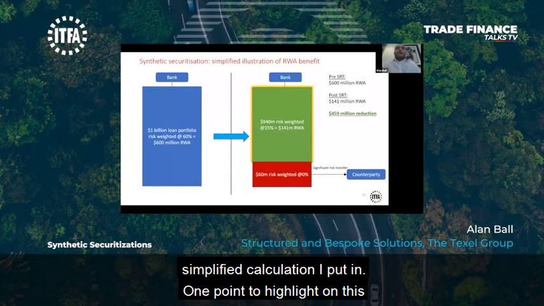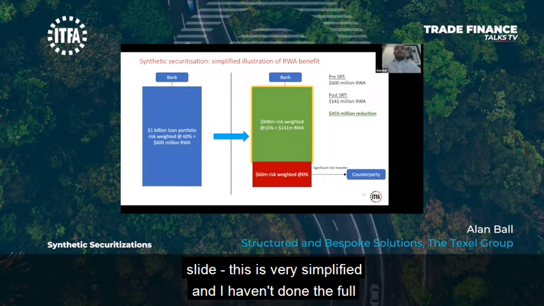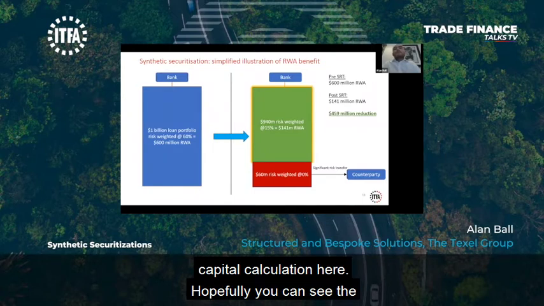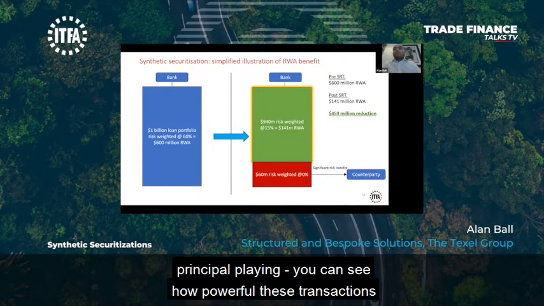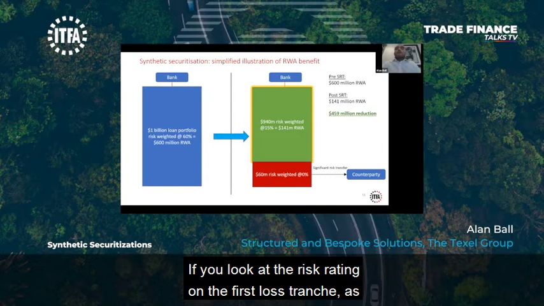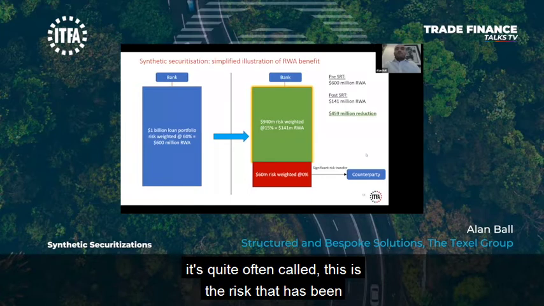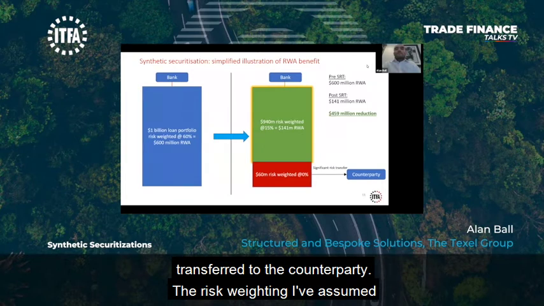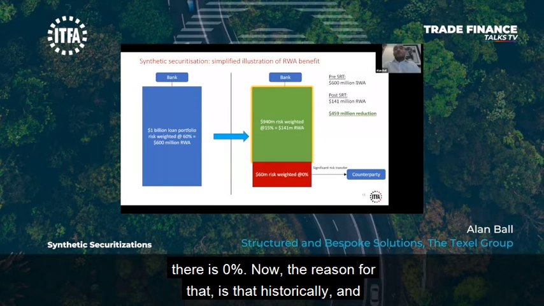And one point to highlight on this slide is that the numbers are very, very simplified, and I haven't done the full capital calculation here. Hopefully you can see the principle at play, and you can see how powerful these transactions can be from a regulatory capital perspective. If you look at the risk weighting on the first loss tranche, as it's quite often called, this is the risk that has been transferred to the counterparty. The risk weighting I've assumed there is 0%.